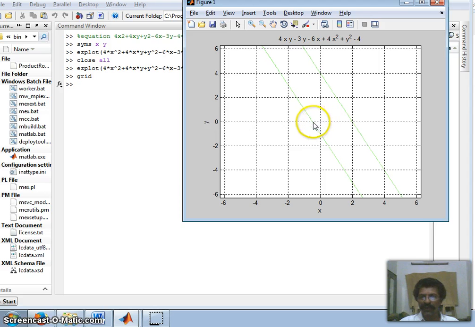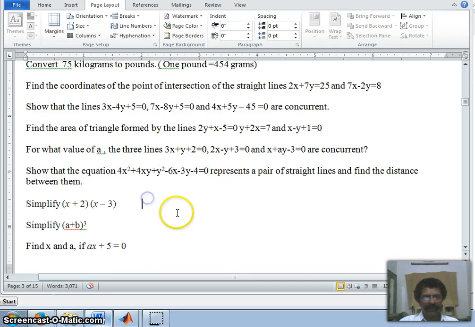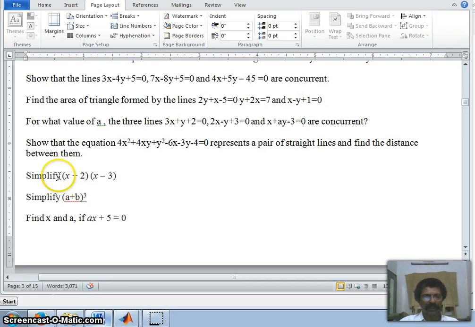In order to find the distance, I can take the perpendicular distance from this point to this point. Approximately this will be something like 2.25 to around 4.5. So actually we can measure this distance. This is one line, this is another line, and I can find the distance between these two parallel lines.